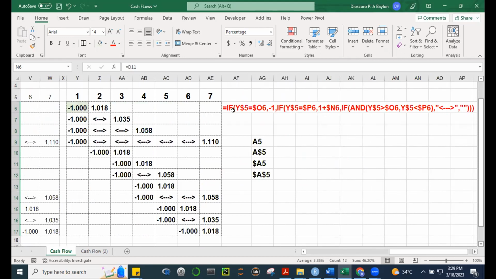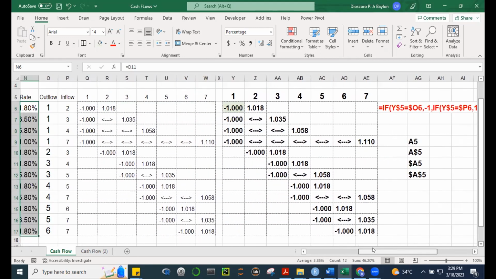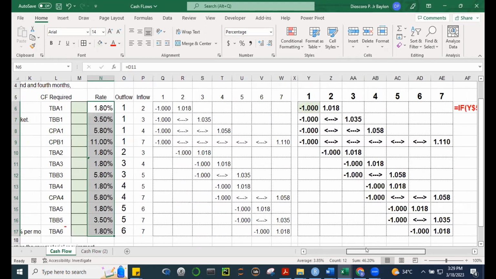And if I made this $Y5, then we will not get the correct answer because $Y5 means fixing this one. So if we fix this one and we copy the formula elsewhere, then it will not anymore move out of this $Y5. Laging, it will always be here.